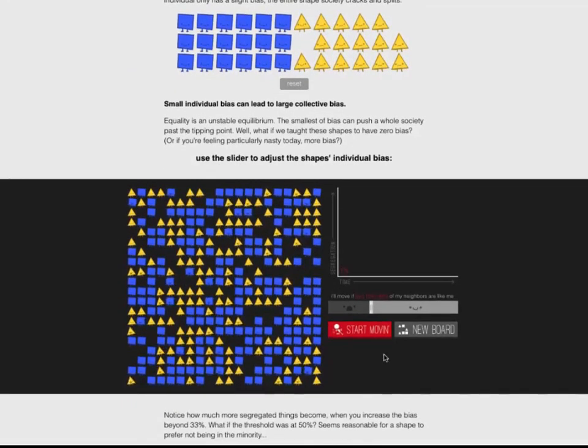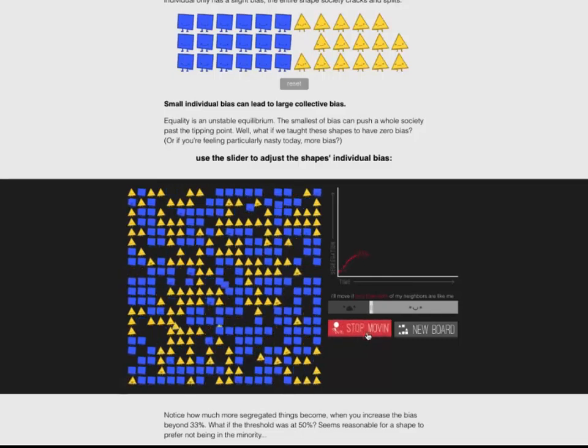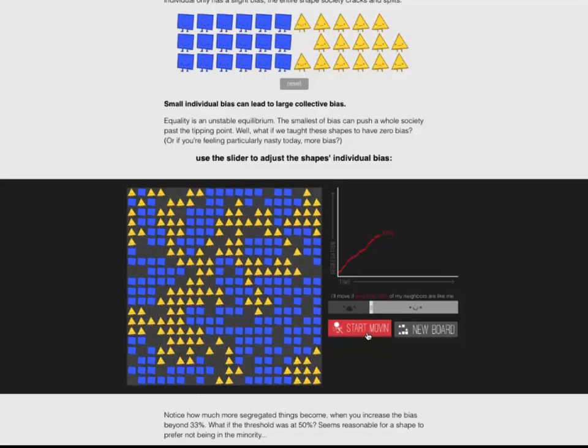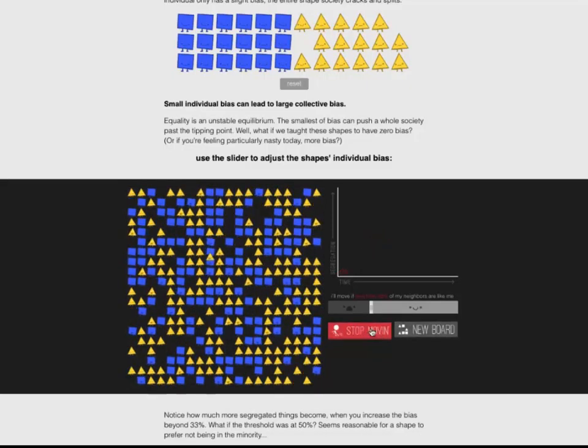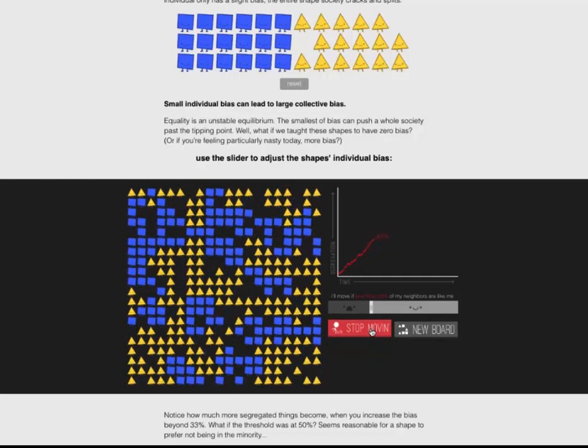Okay, so now what we can do is change this threshold, a bit like what you talked about, but now we change that for everybody in the same way. So here it's set up so that I move as soon as 33% of my neighbors are not like me, right? That's like the original setup. You see, actually, we end up in some sort of segregation. We can replay that. There we go.